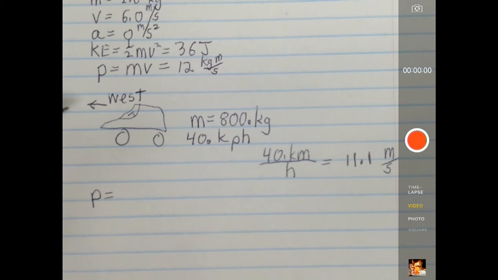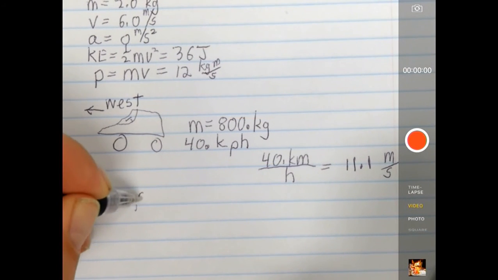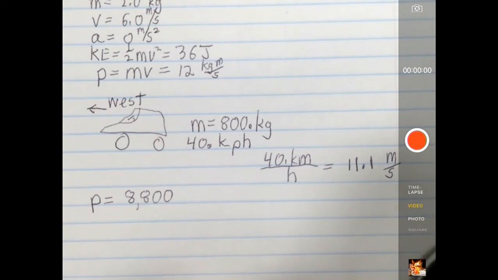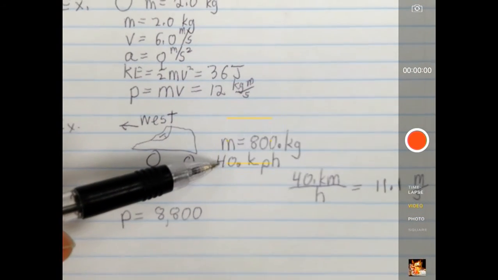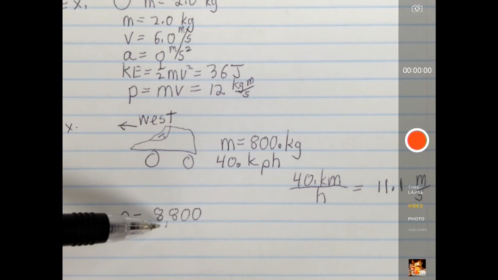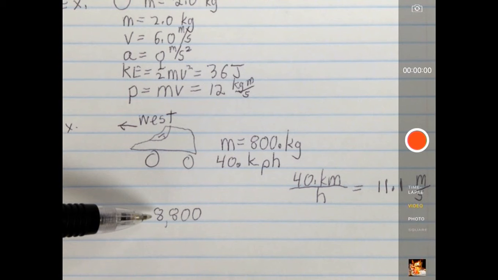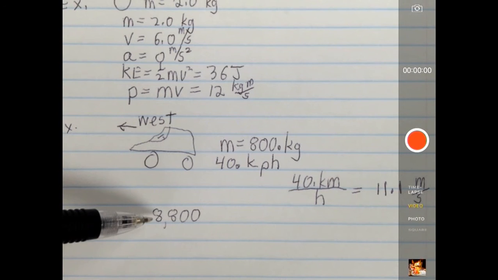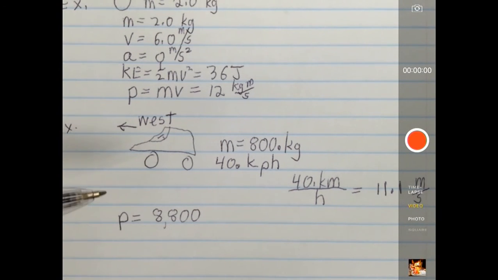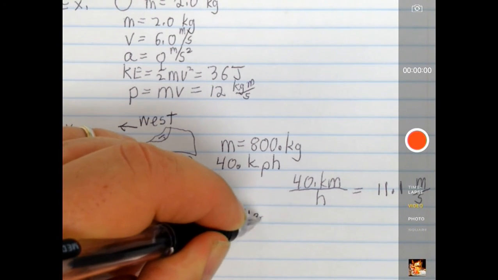If I multiply 11 times 800, I do get 8,800. And I'm only going to do this to 2 sig figs this time because it was just 2 here. So if I round off first and then multiply it, I get 8,800 kilogram meters per second west.